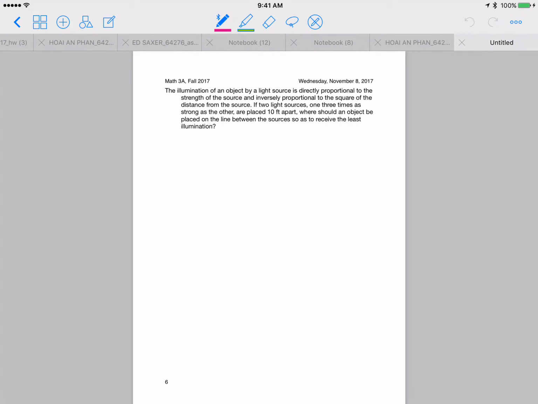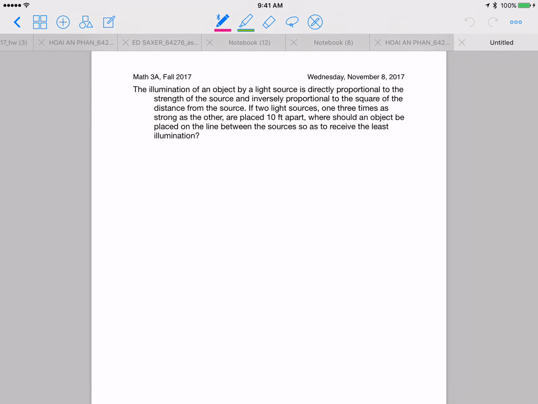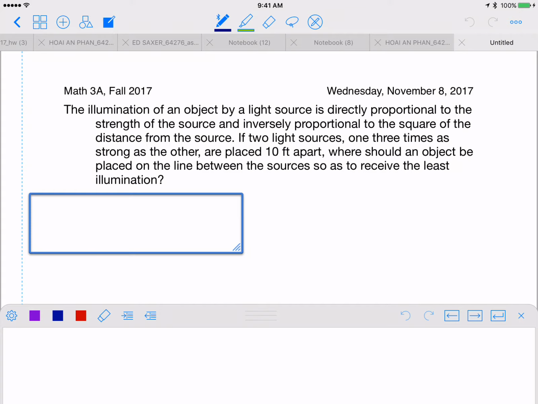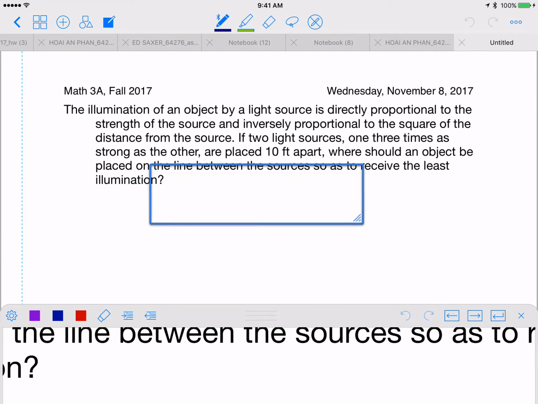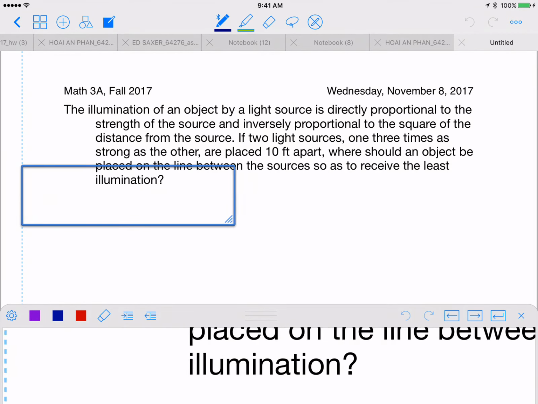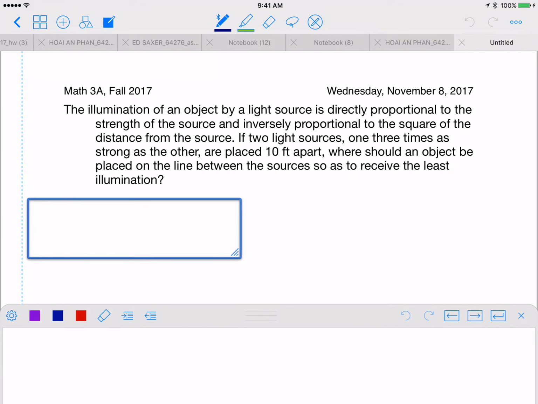Okay, let's look at this second problem here. Take a moment to read it and pause the video. Okay, so for the second problem, let's start our analysis. We're given overall information about how to determine the illumination of an object by a light source. But what we're asked is, where should an object be placed on the line between the sources so as to receive the least illumination? So what we need is a function.